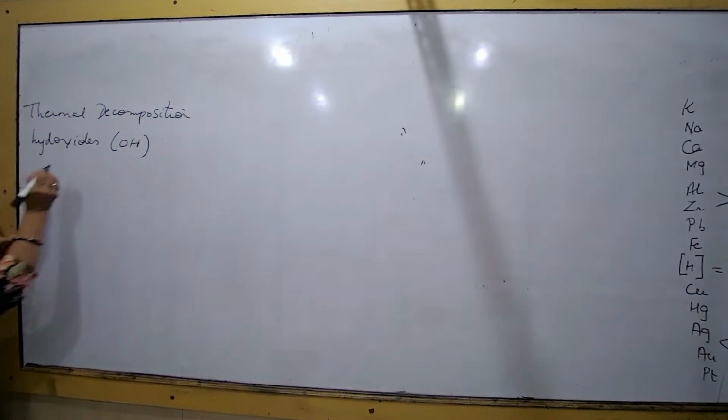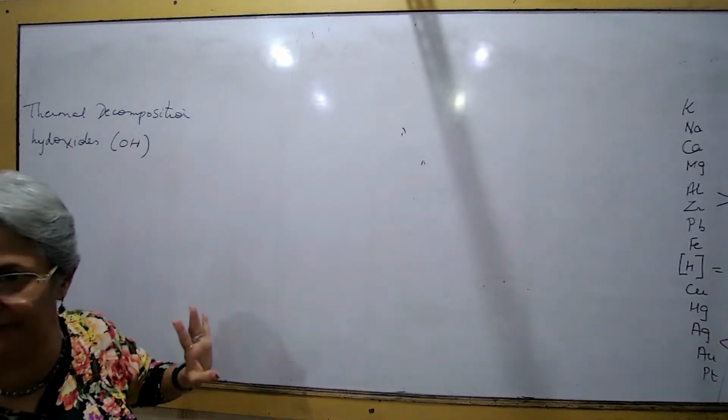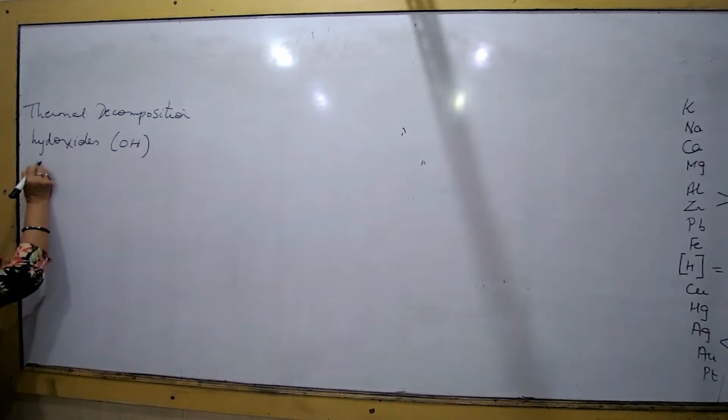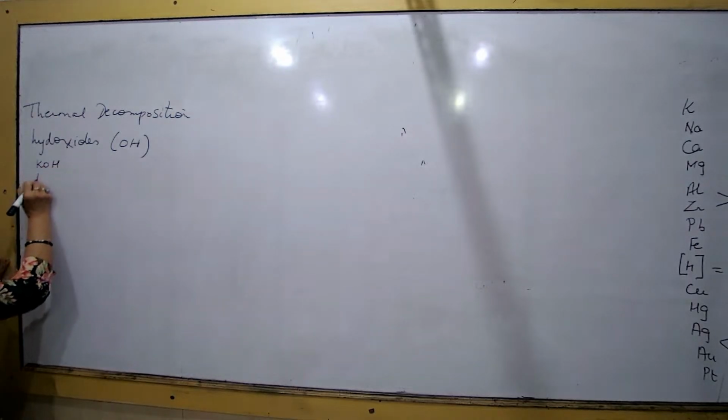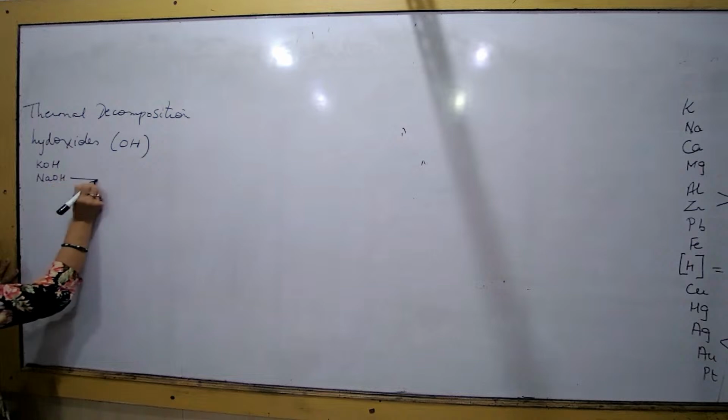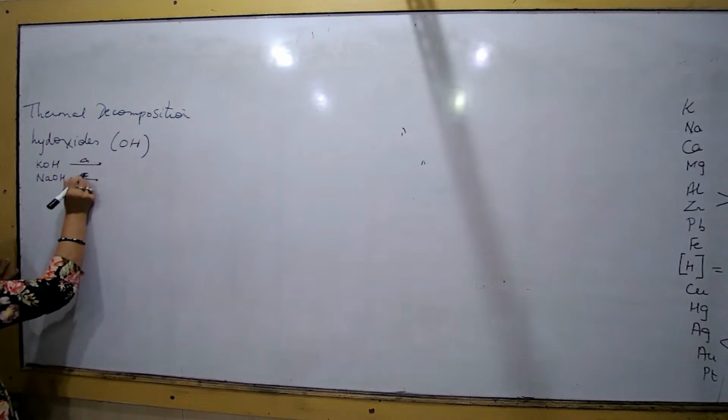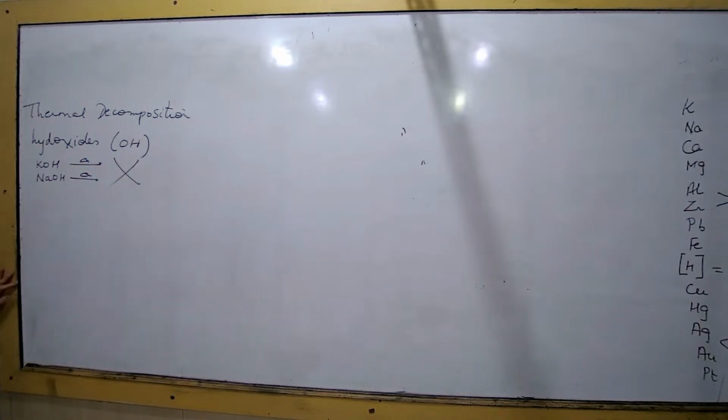So now, when you come to hydroxides, how does heat react with hydroxides? If they are hydroxides of the first two elements, potassium and sodium, say potassium hydroxide and sodium hydroxide, heat, no reaction. Heat will not affect these hydroxides. But when you come lower to calcium hydroxide, what's the next?